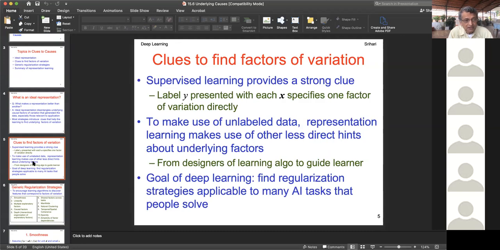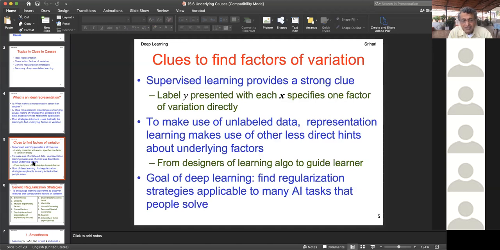So you're saying, if I give you a training set and the label associated with it, you're giving a clue, which is the label. But we're talking about having solved the end problem, so what kind of representation did you get? That clue is the label. To make use of unlabeled data, that's not supervised. Representation learning makes use of other, less direct hints about underlying factors, right? So we want to use less direct hints, not simply saying that is the label.